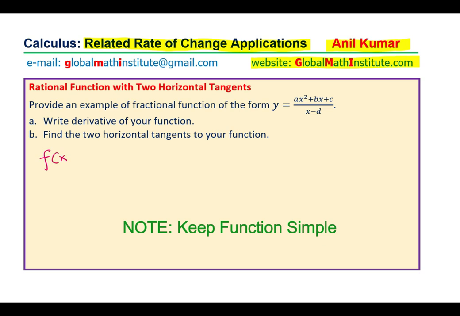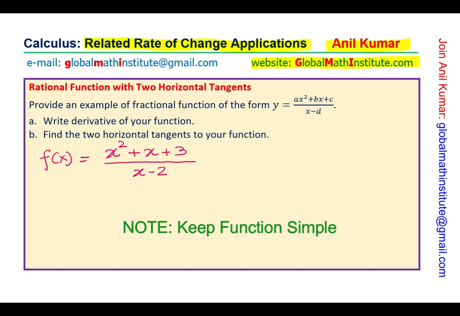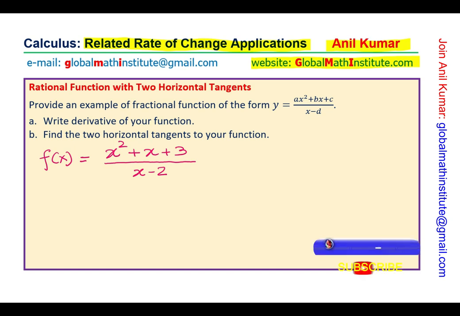So, the strategy was to keep it simple. When we are given ax squared plus bx plus c, I want to keep a and b as 1 itself, right? So that we have a simple function to work with. So the function which I chose was x squared plus x plus 3 divided by x minus 2. Now it suffices the requirements. We have a rational function which is being set as fractional function in this particular question, and we have quadratic over a linear.